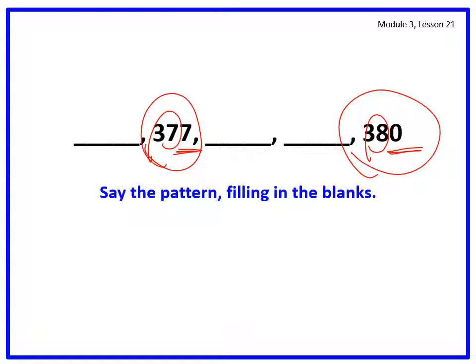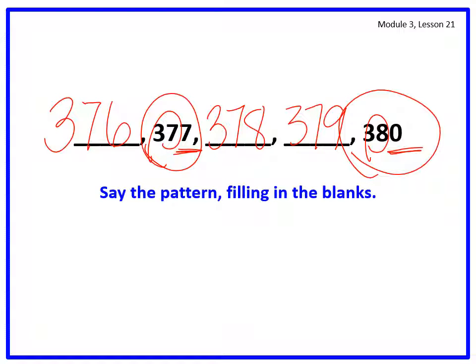So I'm going to start with the number that I know, 377. Let's see if this works. 378, 379, 380. Plus 1, or getting larger by 1, seems to fit. So 1 less than 377 is 376. Let's check. Does that count and fill in our pattern? 376, 377, 378, 379, 380. So our pattern would be one more.